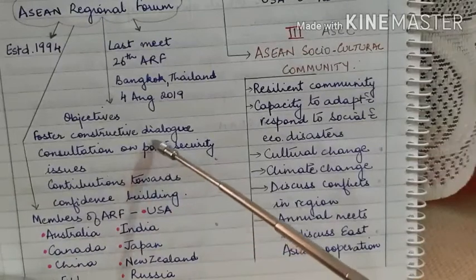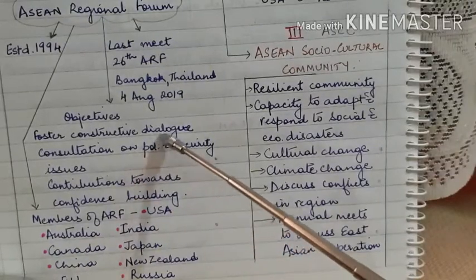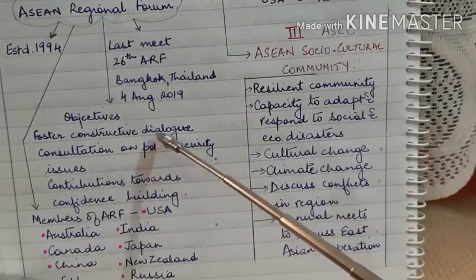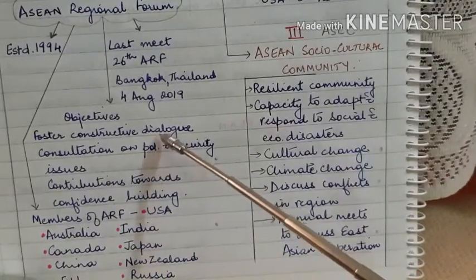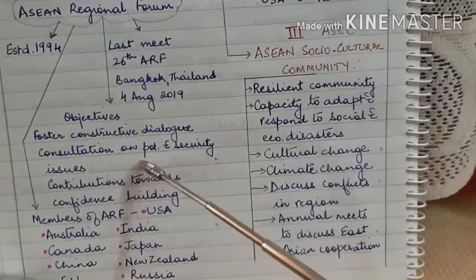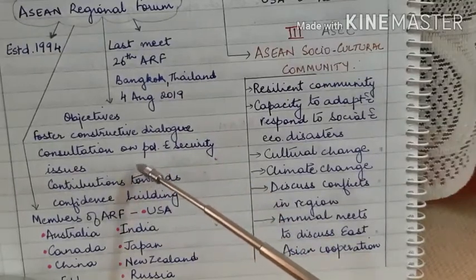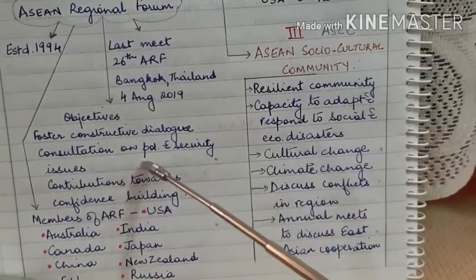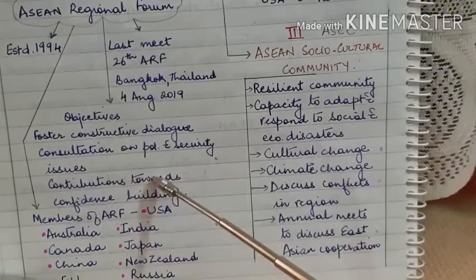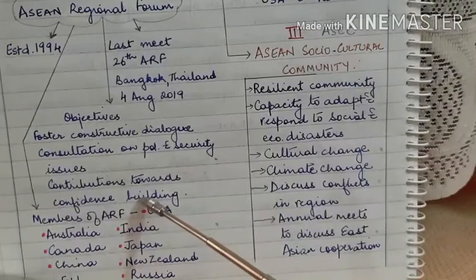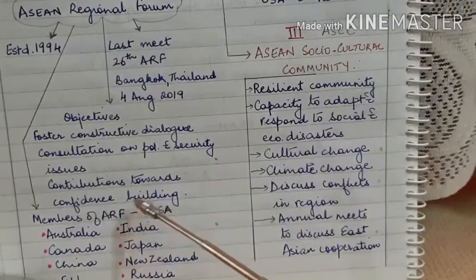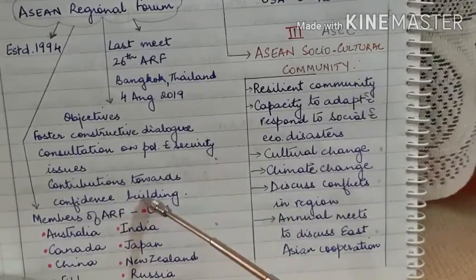Foster constructive dialogue means they will talk properly, constructively. It will not be destructive. It will not be to oppose each other, but to work in harmony. Consultation on political and security issues: if there are any issues between the countries, there will be consultation on it. Contribution towards confidence building: they will be confident about themselves and each other, and will contribute towards it.